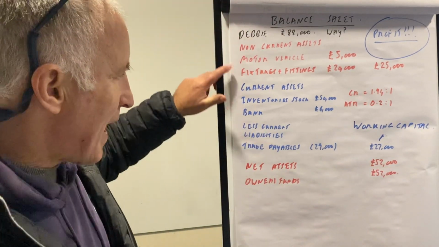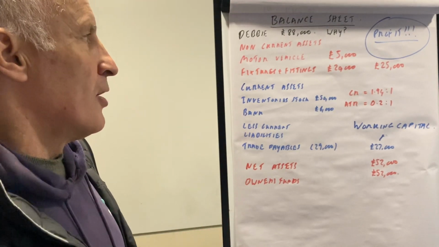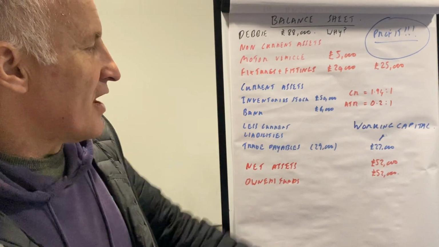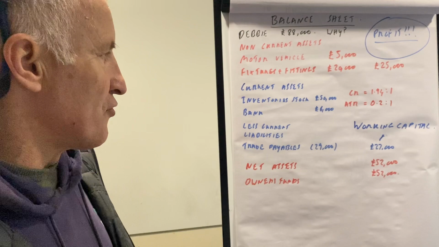The problem with this balance sheet is we have no idea what the profitability of the company is. Quite clearly, if the company is making profit, say 50 grand a year, then 50 grand plus 52 grand, then this is quite a good buy. But we don't know that.